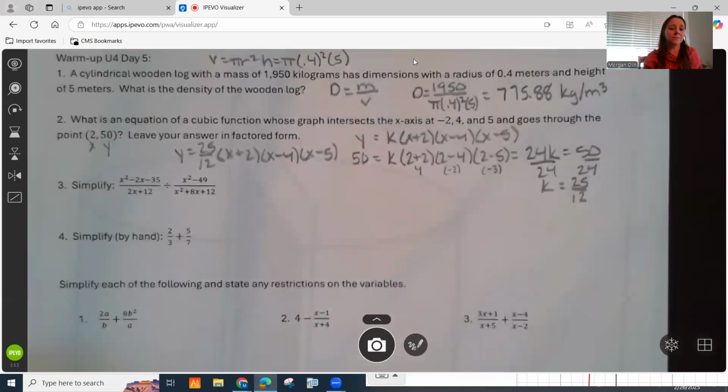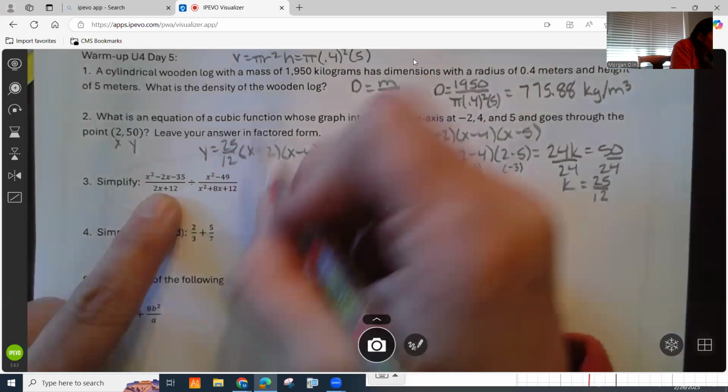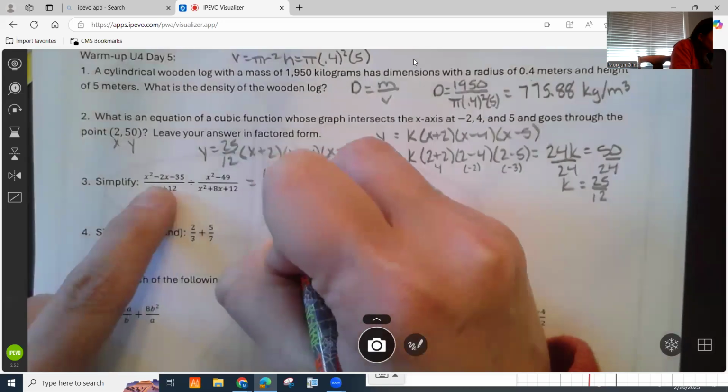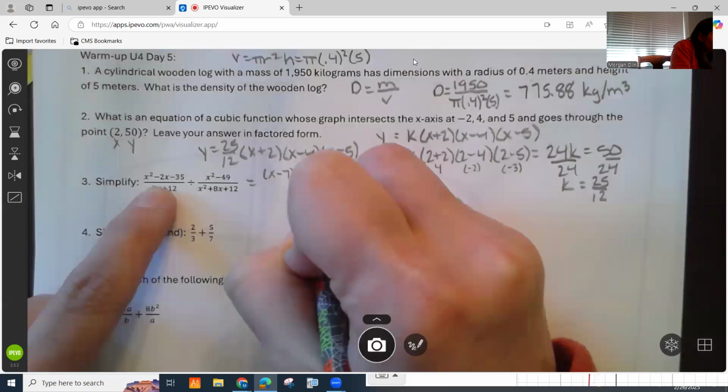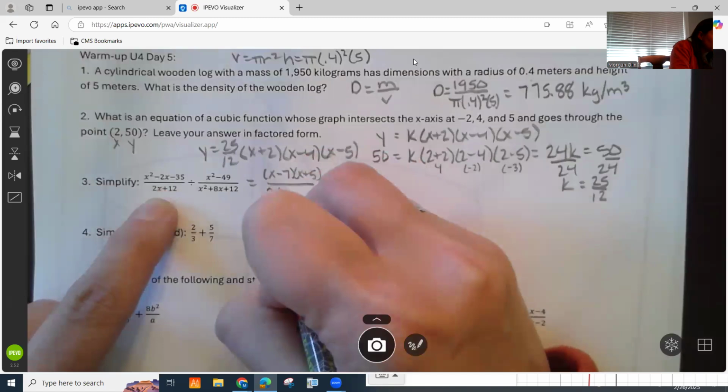We were multiplying and dividing. Now remember what's something you have to do first. You have to factor. Okay. So factors of negative 35 that add to negative 2 are negative 7 and positive 5. All right. Factors, oh, GCF, I can pull out a 2, so x plus 6.